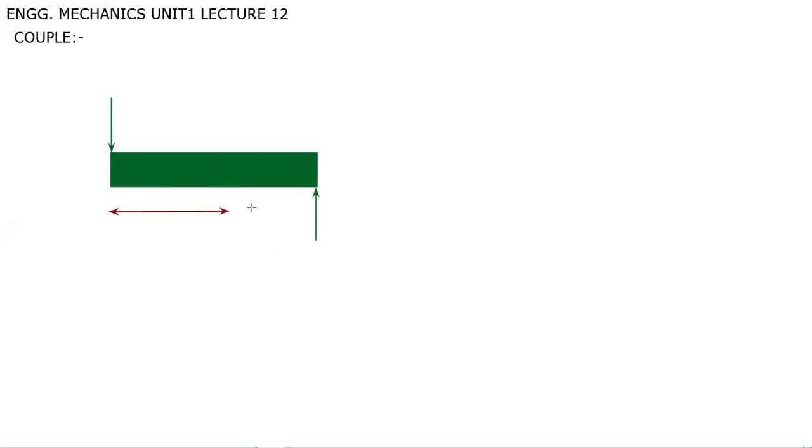A couple force system, or the moment caused by the couple, is nothing but one of the forces multiplied by the distance between the two forces, which are equal in magnitude but acting in opposite directions. Suppose the distance between these two forces is d, or you can take it as capital H, and the forces have equal magnitude of 10 Newton.